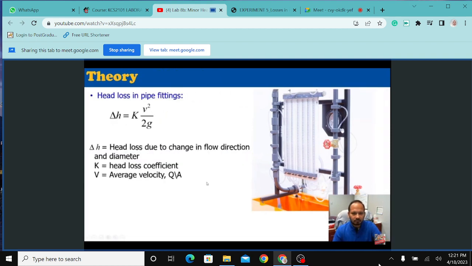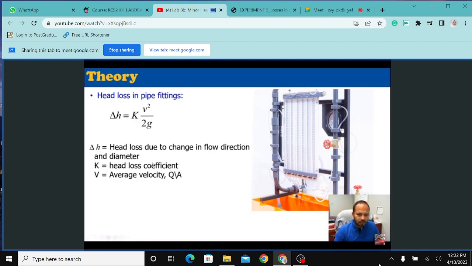So, let's take a brief moment to cover the theory. The head loss in pipe fittings is defined as del H, so it's in meters. K is your head loss coefficient, which will be different for every different type of fitting, and velocity is the flow of the entire pipe.